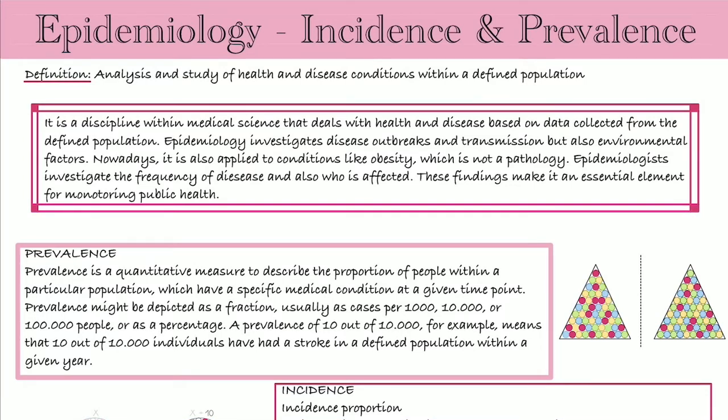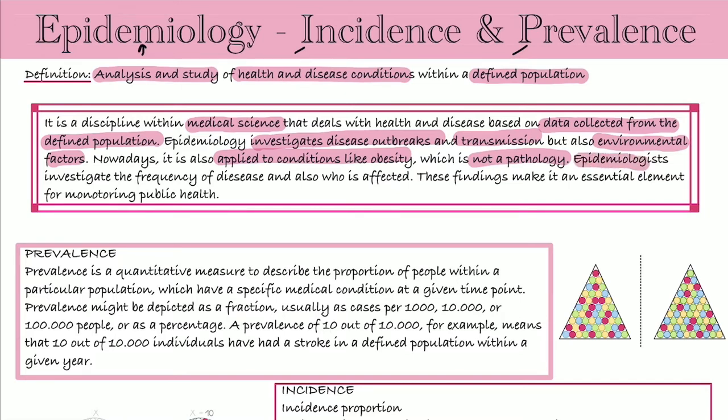Today we're talking about epidemiology and especially about incidence and prevalence. Epidemiology is the analysis and the study of health and disease conditions within a defined population. It's a discipline within medical science, which is based on data collected from the defined population. It investigates disease outbreaks and transmission, but also environmental factors. Nowadays, it's not only applied to pathologies, but also to conditions like obesity.